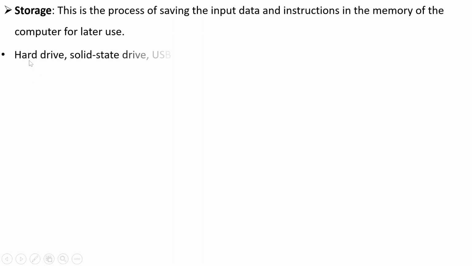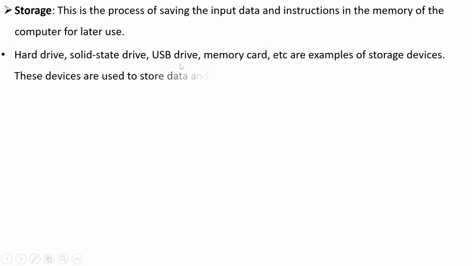So hard drive, solid state drive, USB drive, memory card, etc. are examples of storage devices here. So in computer systems, the hard drive, solid state drive, USB drive, memory card, etc. are examples of storage devices. So these devices are used to store data and instructions in the computer for later use.